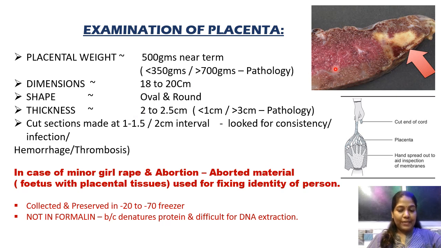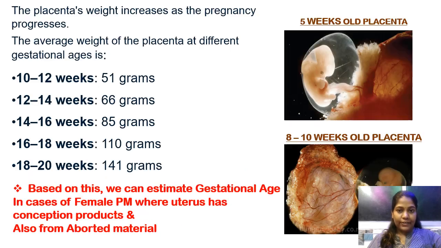So we have to make cut sections of the placenta to look at the consistency. The cut sections will be made at 1 to 1.5 centimeter or 2 centimeter intervals. On cut section, we will look for infarcts, thrombosis, any infection or hemorrhage. In case of rape of a minor girl and illegal abortion, the aborted material will be sent to us for DNA fingerprinting. It is used for fixing the identity of the accused. The specimen will be preserved at -20 to -70 degrees in a freezer, not in formalin, because formalin will denature the protein, making DNA extraction difficult.